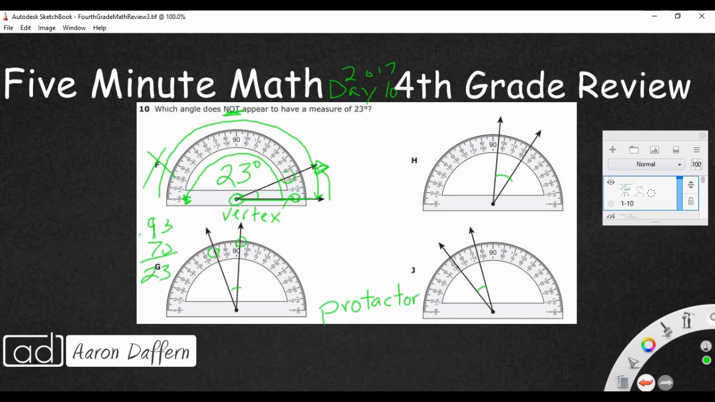What if I were to do the inside? Looks like that's about 110. And it's a little bit less than 90. I'm going to call it 87. So if we regroup, guess what we get? 23. So you can get the same number if you're subtracting the inside or the outside. Just make sure you do it consistently.